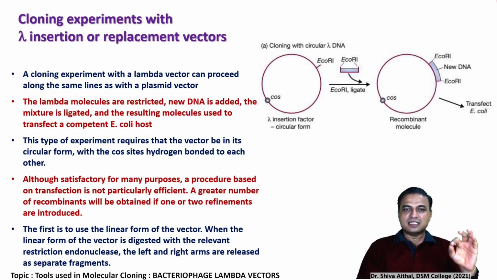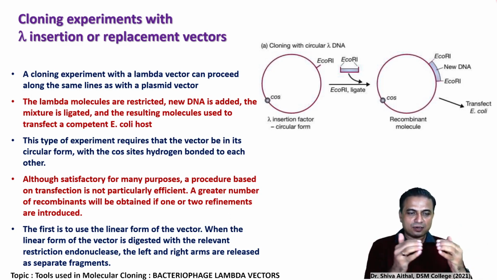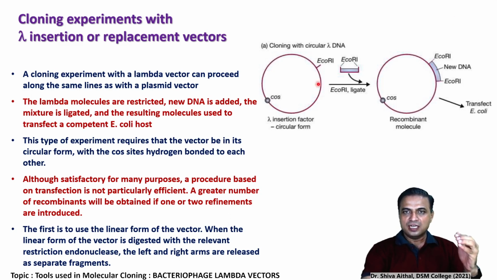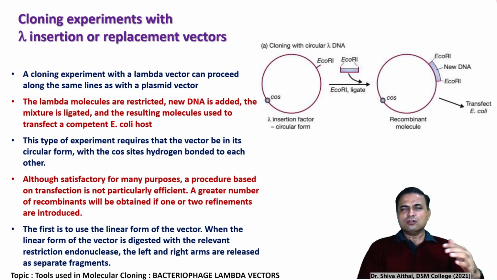This type of experiment requires that the vector should be in the circular form, with the cos sites hydrogen bonded to each other. As you can see, cloning with a circular DNA molecule is done. This is a cos site, and the insertion vector is there in a circular form. This EcoRI digested gene of interest is used, and this recombinant molecule is used to transfect the E. coli.